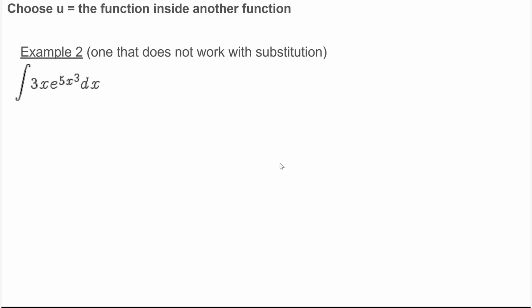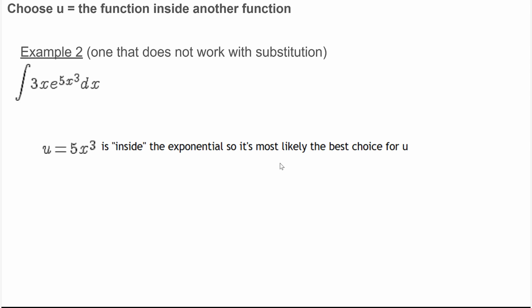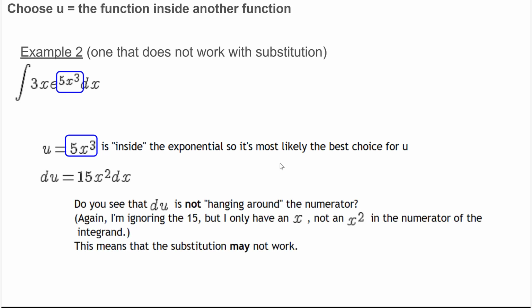Example 2: this one doesn't work with substitution. I'm going to choose u as 5x cubed. That's inside the exponential, just like the last one, so it's the most likely best choice for u. And when I find du, I end up with 15x squared dx. But I don't have an x squared in my integrand. I just have an x. So this one's not going to work.